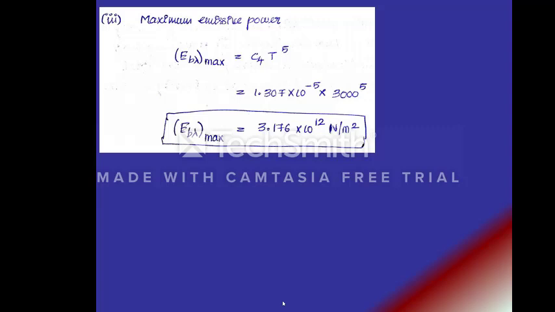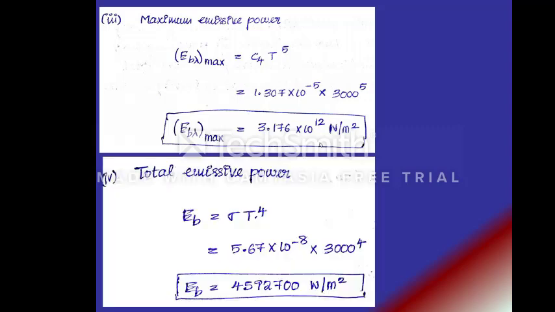So then to calculate maximum emissive power, the formula for calculating maximum monochromatic emissive power E_B lambda max is equal to C4 into T power 5, where C4 is a constant whose value is 1.307 into 10 power minus 5 and temperature is 3000. Substitute, you can find out maximum emissive power to be 3.176 into 10 power 12 watts per meter square. Then total emissive power or simply emissive power, that is E_B is equal to sigma into T power 4.